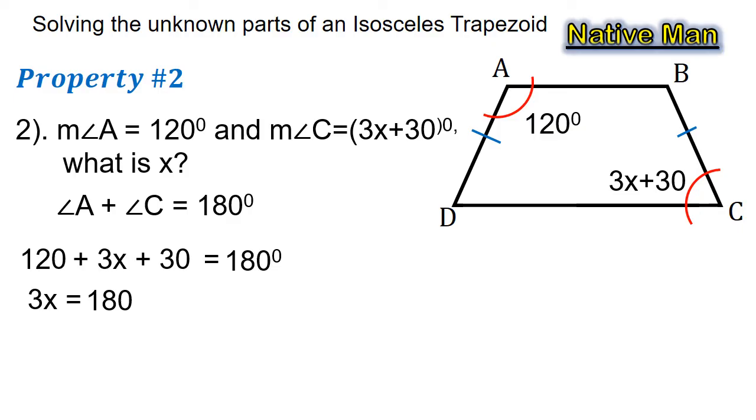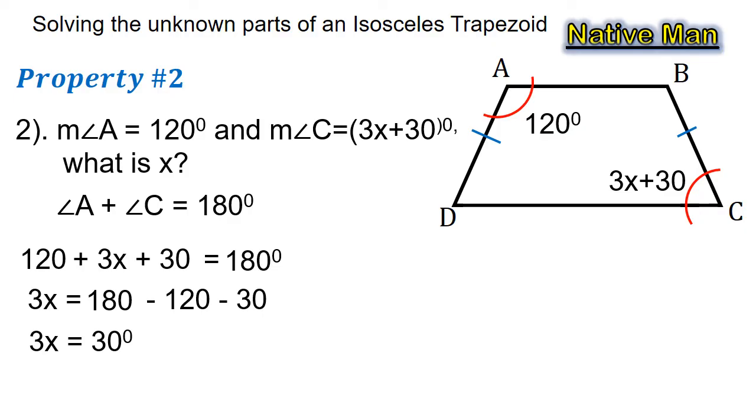Pag nilipat po yung 120 ay positive po siya, magiging negative. At yung positive 30 naman, magiging minus 30. Kaya 180 minus 120 minus 30. So, this becomes 3x is equal to 180 minus 120 is 60. So, 60 minus 30 is 30. So, 3x is equal to 30 degrees.